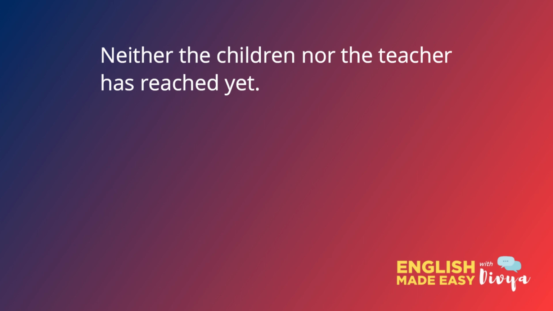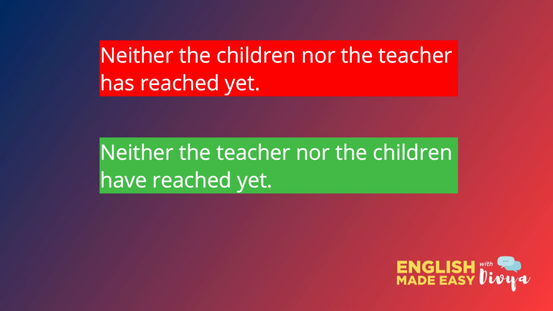So the next sentence on the screen is, neither the children nor the teacher has reached yet. So as we discussed, when two subjects are joined using either or, neither nor, then the verb always agrees with the second subject, which is the nearest subject. And especially when you have one singular subject and one plural subject, the singular subject has to come first. So in this case, the singular subject is the teacher and the plural subject is the children. So we have to rearrange the sentence. So the sentence will be, neither the teacher nor the children have reached yet, and not has reached yet.